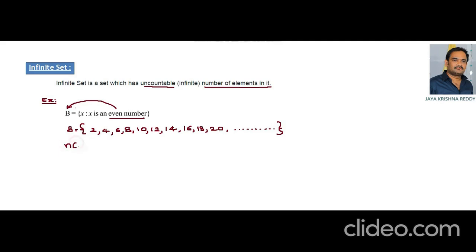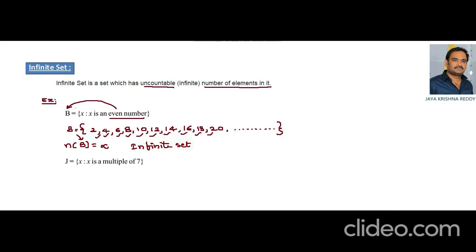Now, what is the number of elements of this set? The cardinal number of this set. Let us try to count the number of elements: 1, 2, 3, 4, 5, 6, 7, 8, 9, 10. And what about the remaining elements? We are even unable to write all the elements, so it is not possible to count the number of elements. So the cardinal number of the set is infinity. See here we have an infinite number of elements, means uncountable. So this is an infinite set.